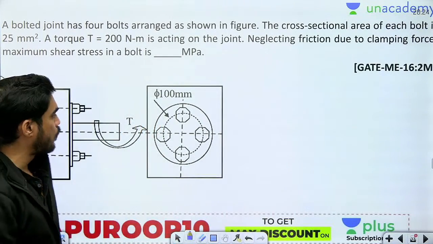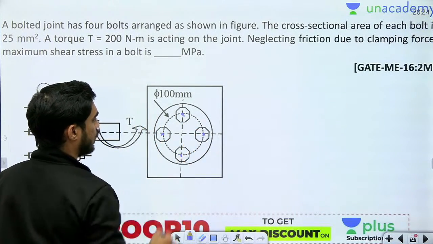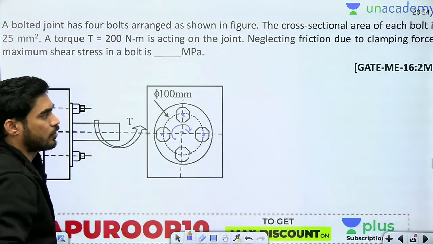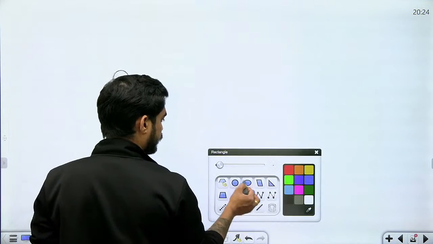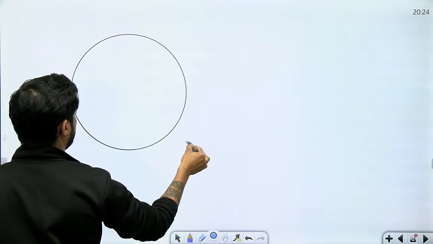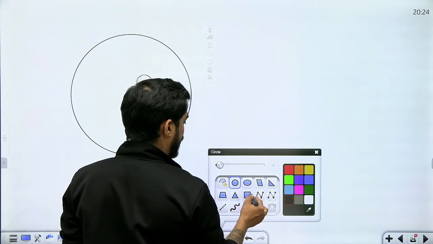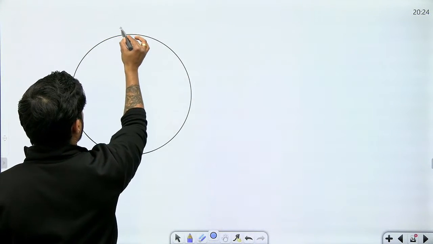Understand beta, we have 4 bolts. 1, 2, 3 and 4. And there is a torque acting at the center of the bolt. Okay. इसको मैं और अच्छे से समझाता हूं. We have 4 bolts arranged in a circular path. 4 बोल्ट है मेरे भाई, उनको सर्कुलर पाथ में लगा दिया है. Okay. 4 bolts are there arranged in circular path.